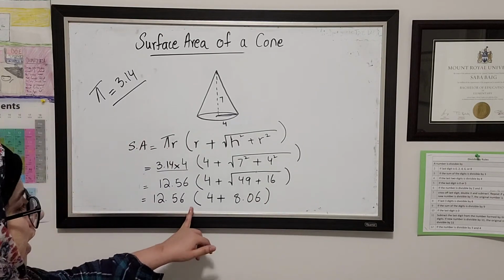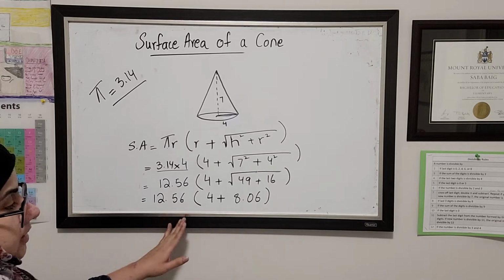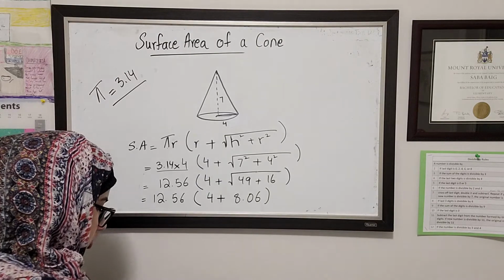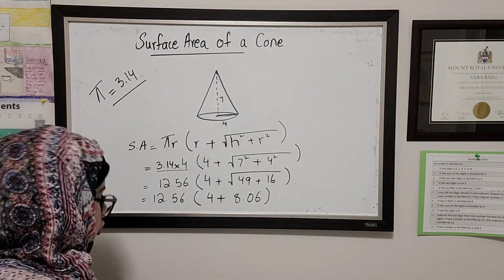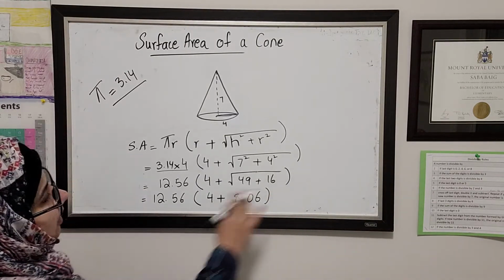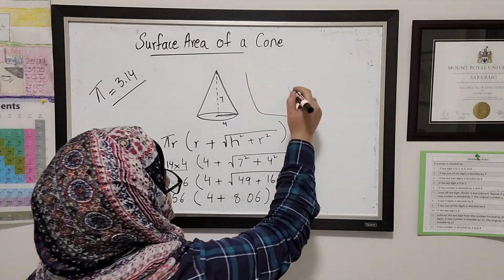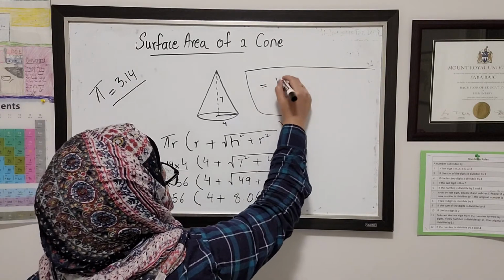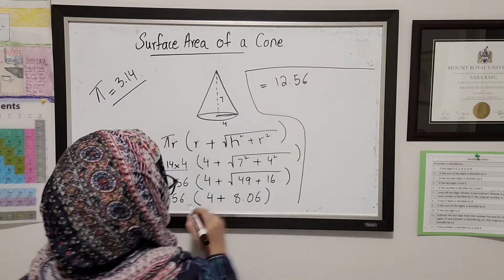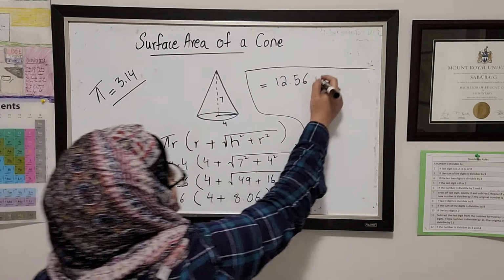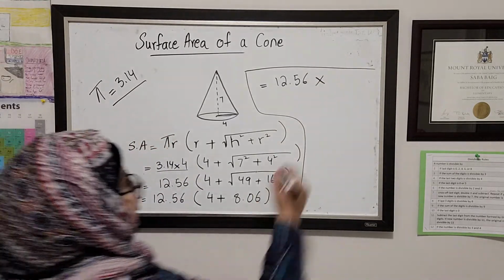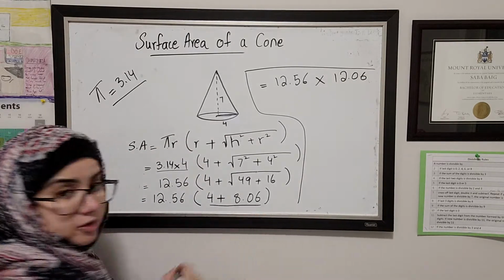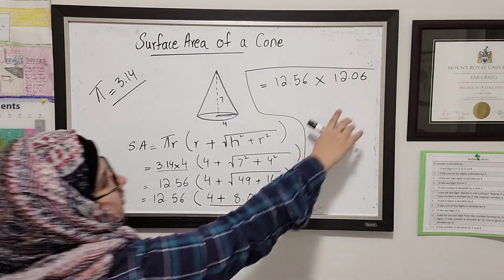All right. So now my next step is, as you all remember, we solve the bracket first. So I'm going to add these two. So plus 4, that's going to give me 12.06. I don't have enough room, so I'm going to go over here. So 12.56 comes as is. Since there's a bracket, it means multiplication. So now I'm going to multiply this by 12.06. How did I get 12.06? By adding these two numbers.